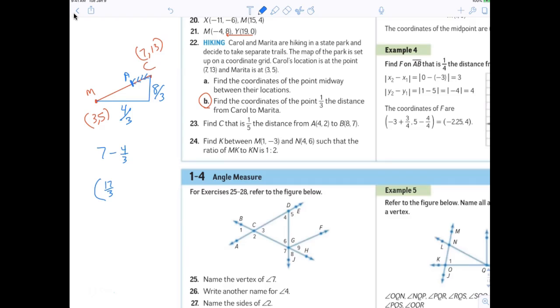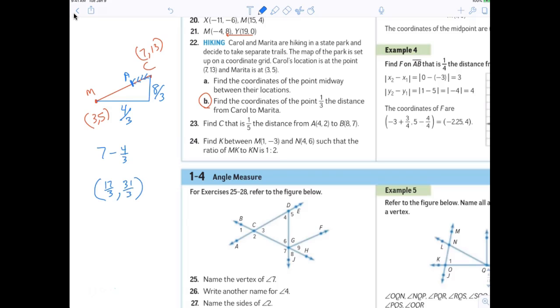Now I started at 13 and I went down how many? I went down 8/3. So 13 is how many thirds? 39/3. Thank you. So 39/3 minus 8/3 would be what? 31/3. All right, that was kind of tricky.